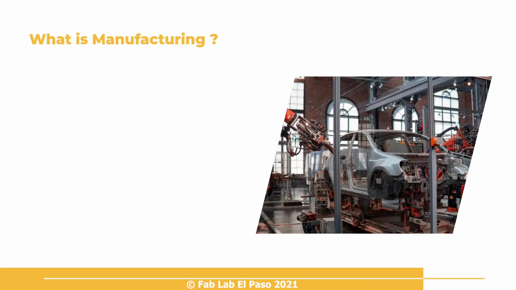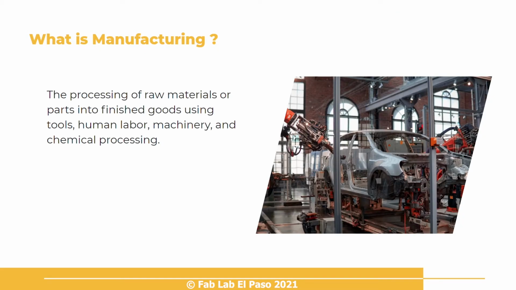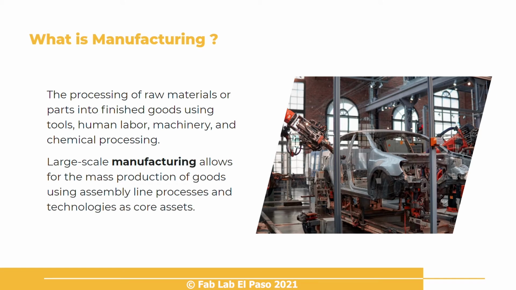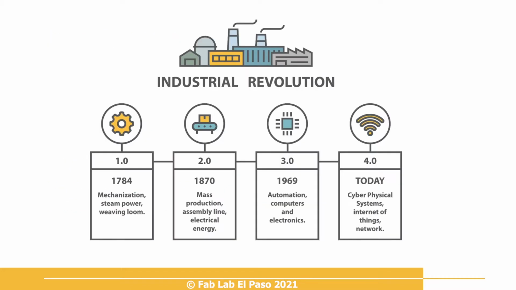Manufacturing is simply the action of converting raw materials into finished goods through a variety of processes involving human labor, tools, machinery, and chemical processes. Typically known as large-scale manufacturing, this allows for the mass production of goods using assembly line processes and technologies as its core assets. But this wasn't always the case.